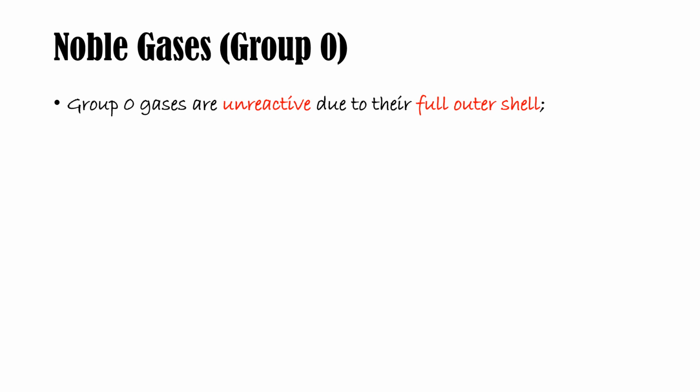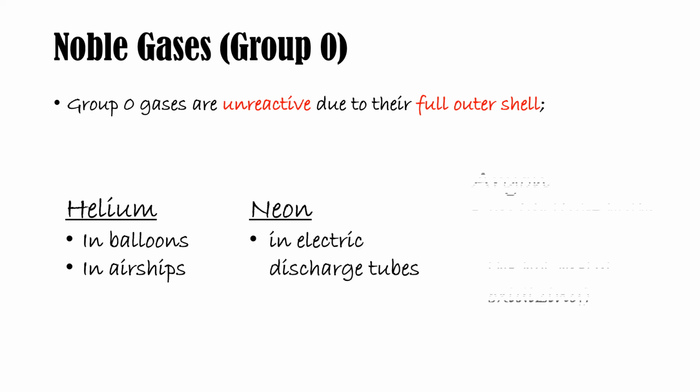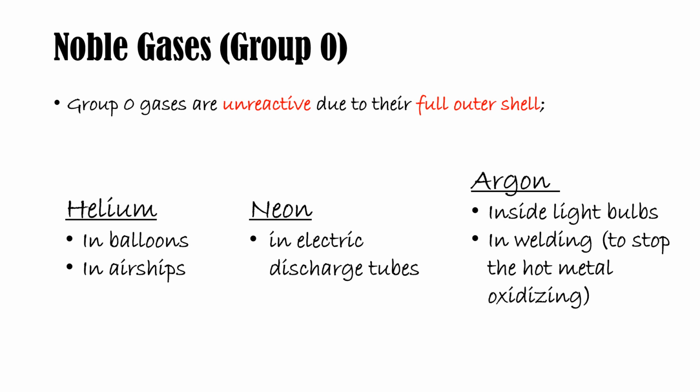The uses of noble gases include balloons or airships, in electric discharge tubes, inside light bulbs, or in welding to stop the hot metal oxidizing. That concludes our final video.